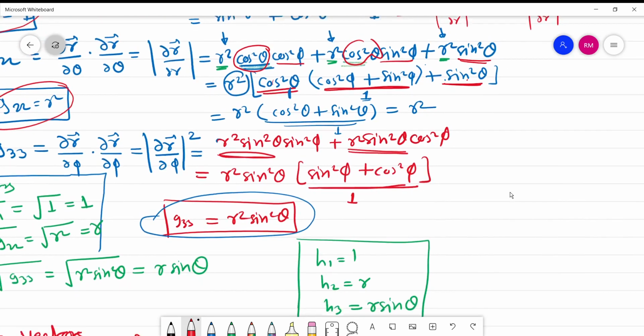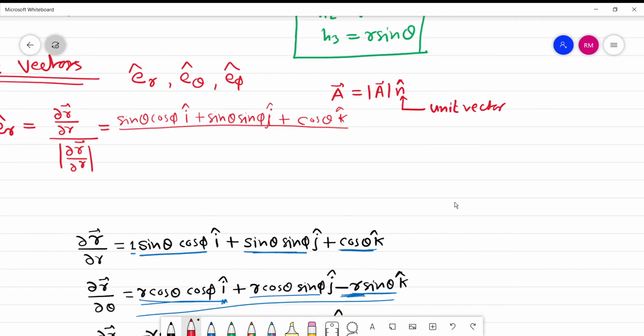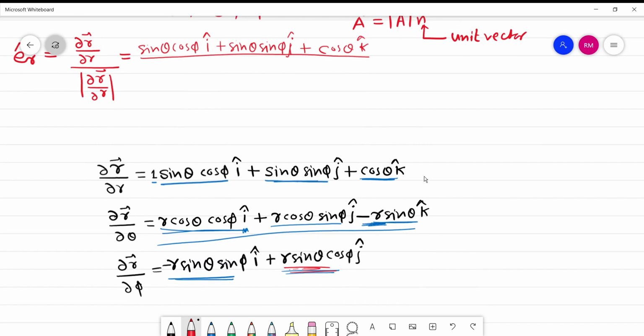So which I will take here. Here you know that this is 1. So our answer is this quantity. Okay, so the numerator is our answer, that is sine of theta cos of phi i cap plus sine of theta sine of phi j cap plus cos of theta k cap. So this is our e_r cap.